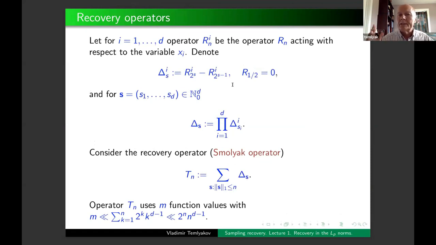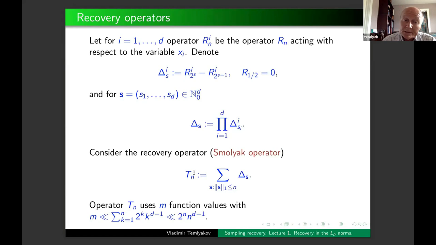So basically, let's think about this in the following way. Rn can be associated with trigonometric polynomials of degree n. That means this difference will be more or less associated with trigonometric polynomials of degree 2 to the s. So this delta s is associated with trigonometric polynomials of degree 2 to the sj with respect to the variable xj. So these are parallelepipeds, and s gives us the shape of that parallelepiped, and also its size.